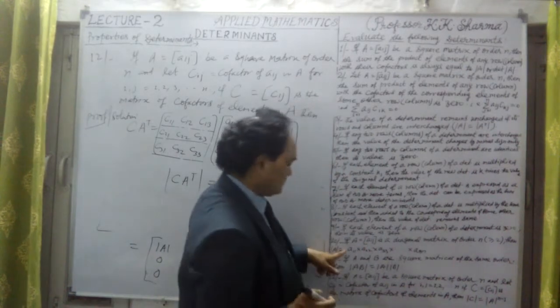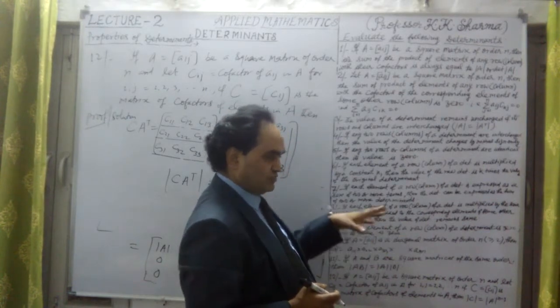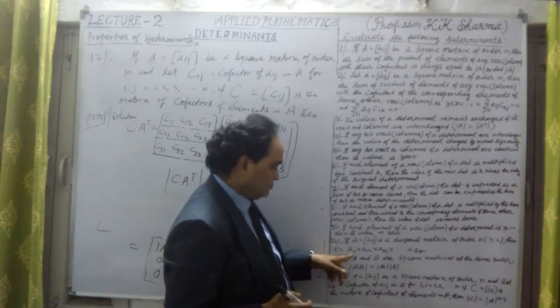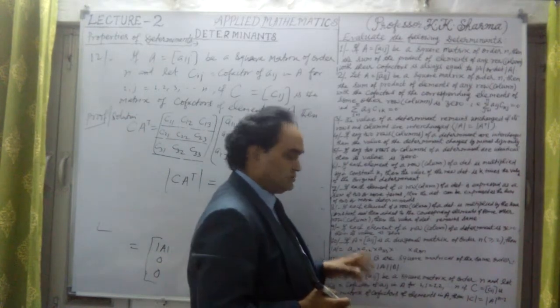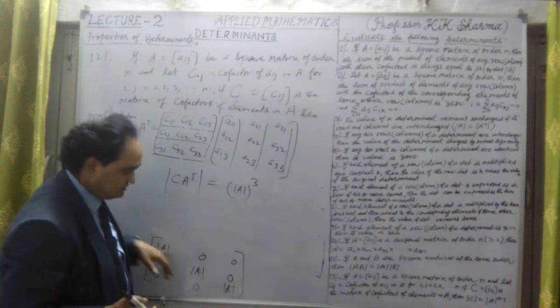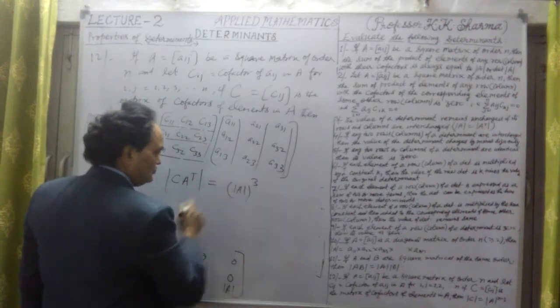This is the 10th property: if A equal to Aij is a diagonal matrix of order n, then the determinant value of A is equal to A11 into A22 into A33, meaning diagonal elements are multiplied. Here also diagonal elements will be multiplied. This is the determinant value of A whole.